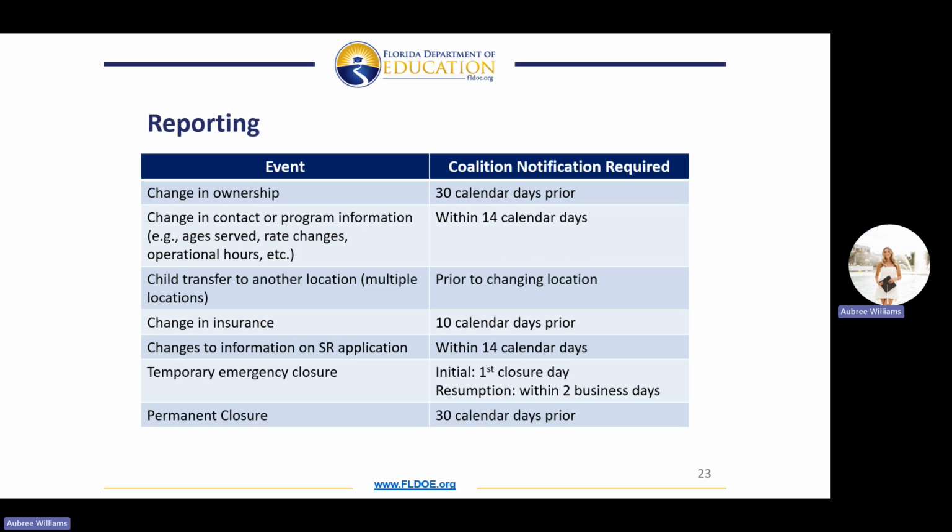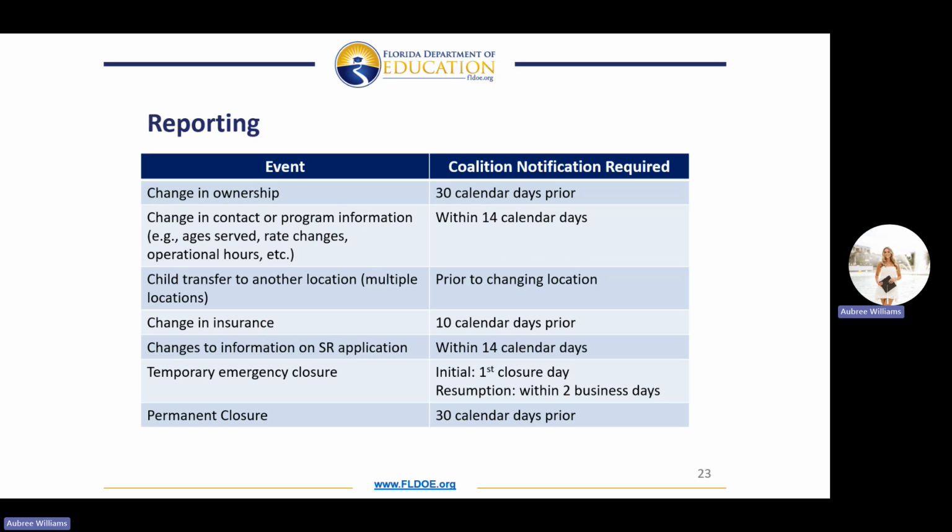SR providers must notify coalitions when certain events occur. Event: change in ownership, 30 calendar days prior. Change in contact or program information, ages served, rate changes, operational hours, within 14 calendar days. Child transfers to another location, multiple locations, prior to changing location. Change in insurance, 10 calendar days prior.